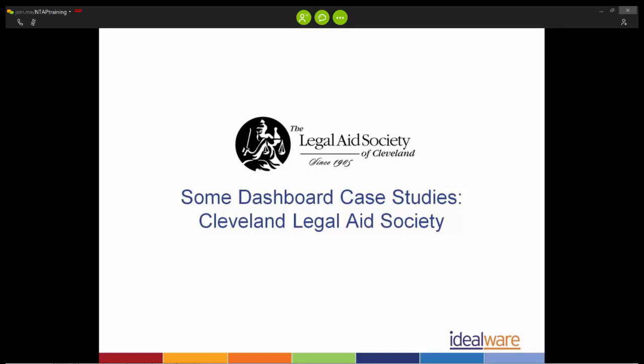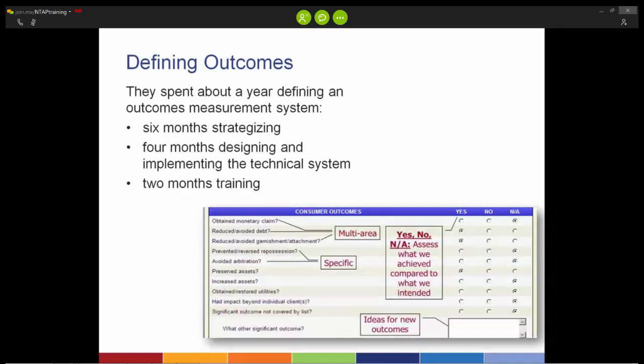All right, let us wind up with one last case study. This is the Cleveland Legal Aid Society, which some of you may know has been going through, in just the last 2 years or so, a pretty substantial look at how they are tracking case result outcomes, especially what happened at the end of extended representation cases. They spent about a year defining a system and process. About 6 months strategizing, figuring out what metrics they were going to define.